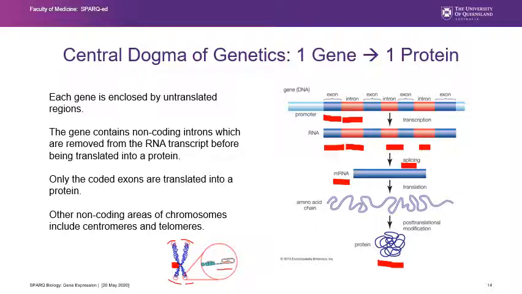So the important information from this slide. There are non-coding sections on chromosomes and even within genes. On the chromosome, some of the sections that are not coded include the centromere and the telomeres, the bits on the end of the chromosomes. Within the genes, bits that aren't coded include your introns. Only the exons are actually translated into the protein.